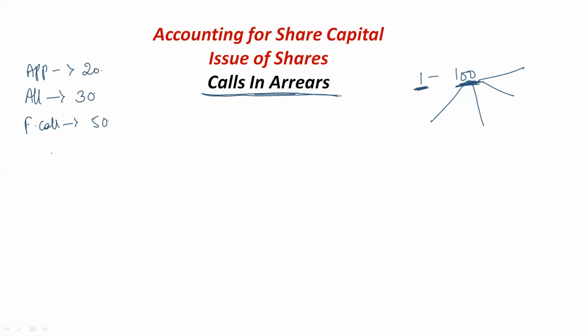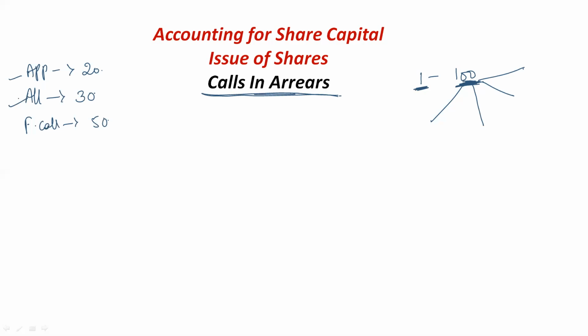So this process continues. But application and allotment are fixed. After that, how many calls the company makes depends upon the company. There can be one call, two calls, or three calls. Basically, every share value is not asked all at once. So the company will ask the shareholders to pay in installments.